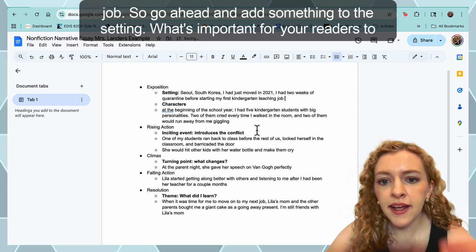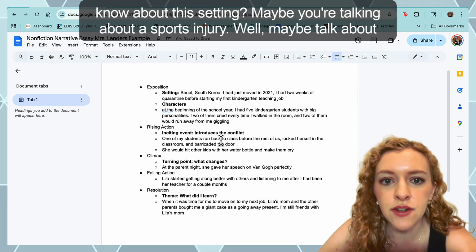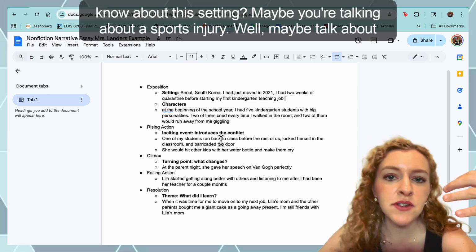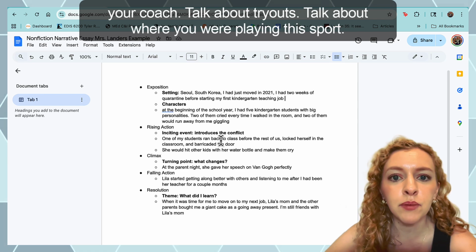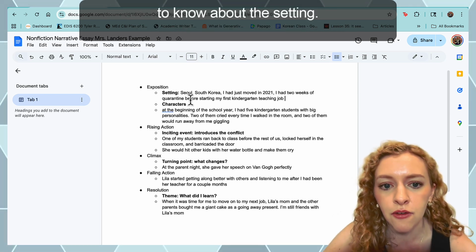So go ahead and add something to the setting. What's important for your readers to know about this setting? Maybe you're talking about a sports injury. Well, maybe talk about your coach, talk about tryouts, talk about where you were playing this. Give some of that background that would be helpful for your reader to know about the setting.